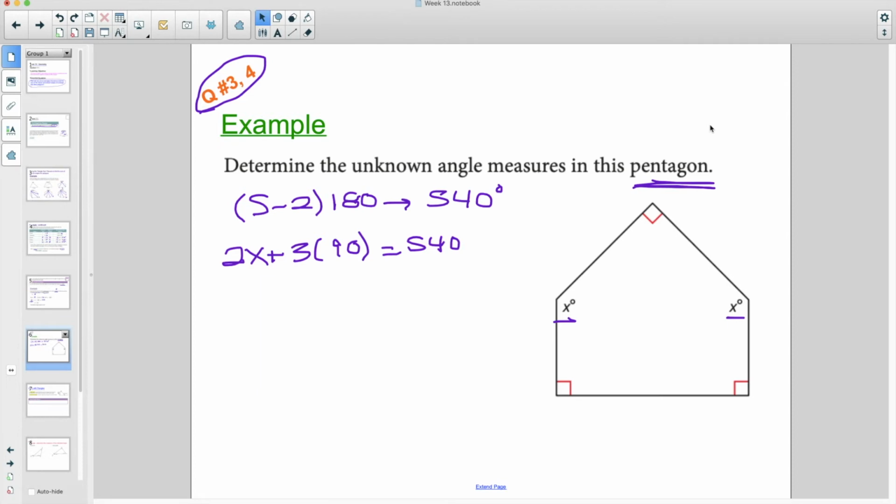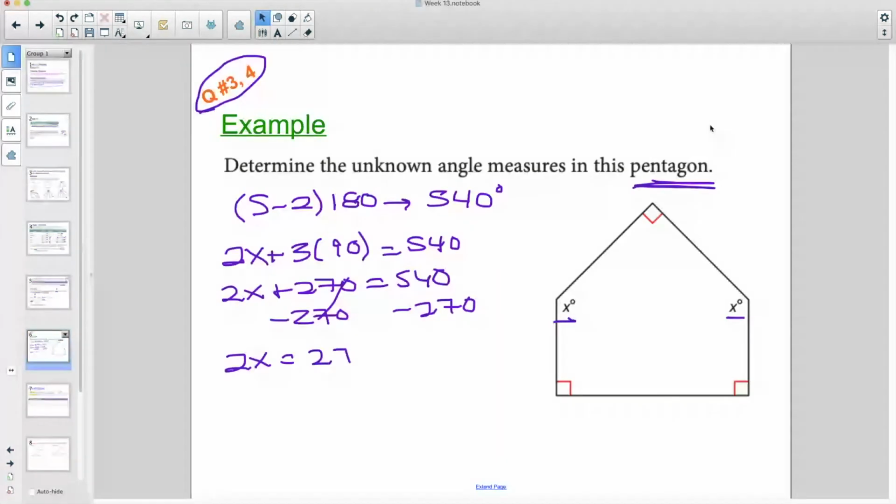So 3 times 90 is 270. So let's drop our 2x here. 270 equals 540. Okay. Remember, our goal is to get x by itself. So we need to subtract our 270 over. Okay, we have 2x left over on this side, and we actually get 270 when we subtract that.